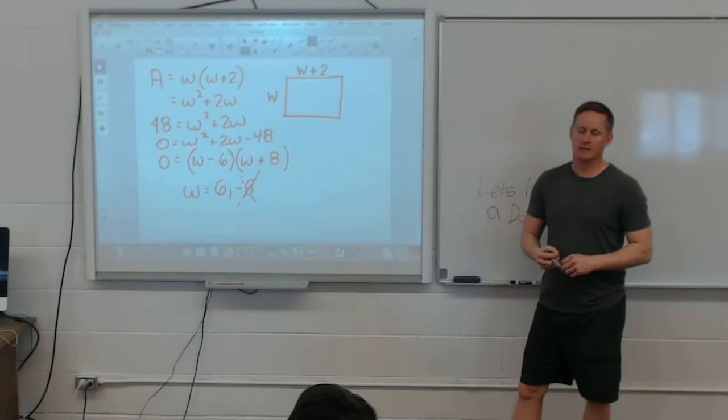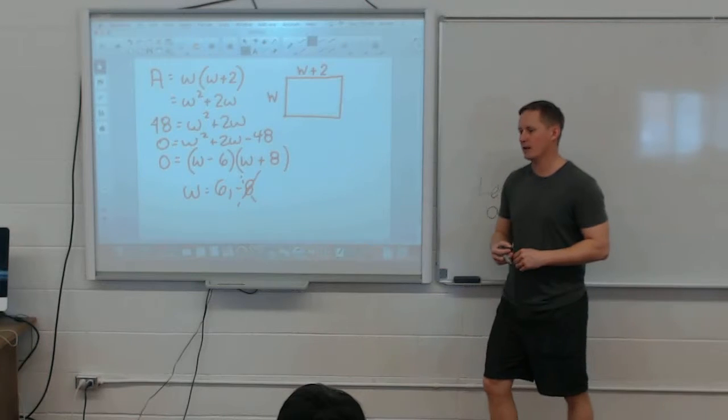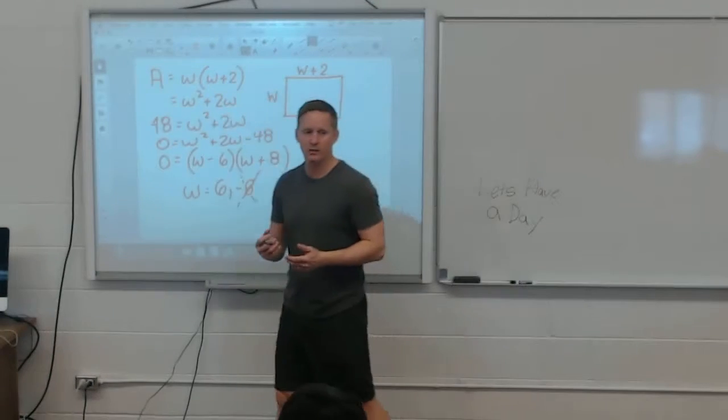So there you have it. What is my width? 6. And my width is 6. What is my length? 8. 6 times 8 give me 48. Got the question correct.